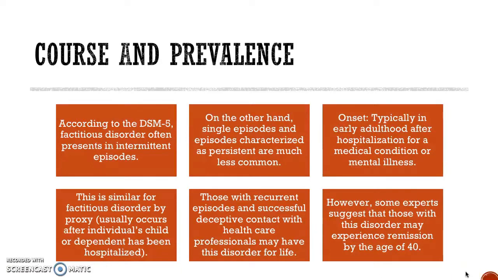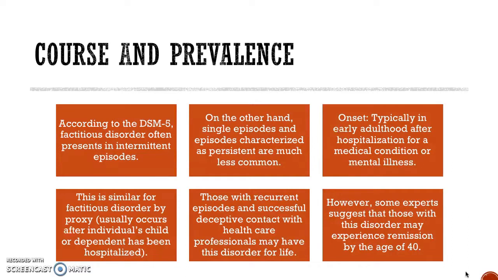So the course and prevalence of this disorder. According to the DSM-5, factitious disorder often presents in intermittent episodes. On the other hand, single episodes and episodes characterized as persistent are much less common. The onset age is typically in early adulthood, after hospitalization for a medical condition or mental illness.